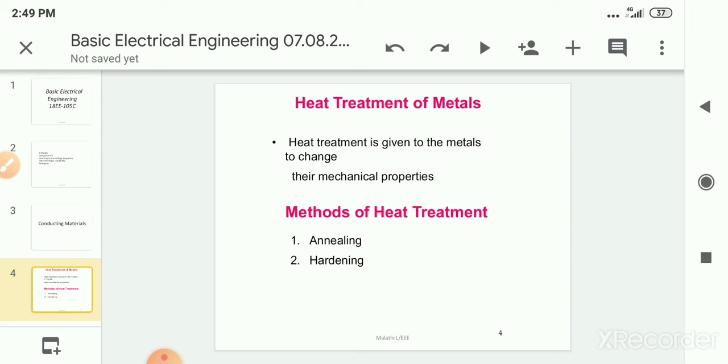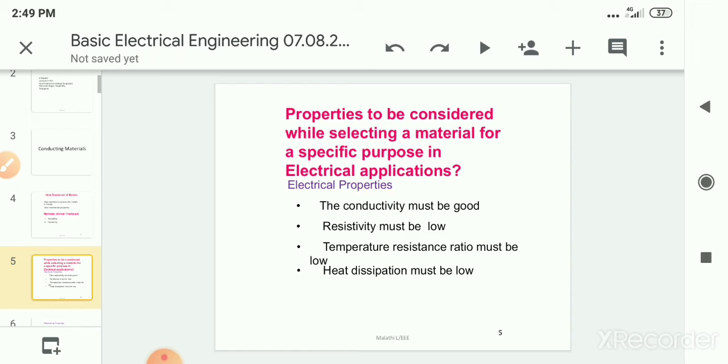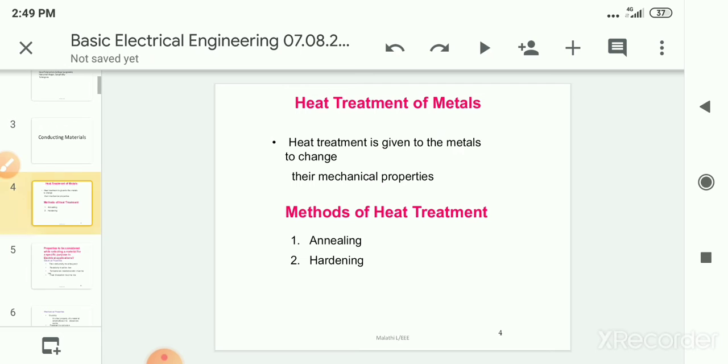To improve the properties of conducting materials, we are using certain heat treatment methods. In that, the most commonly used methods are hardening and annealing. Let's see what is this annealing. Annealing is a heat process in which the metal or alloy is heated to a predetermined temperature for a considerable time and then cooled slowly.